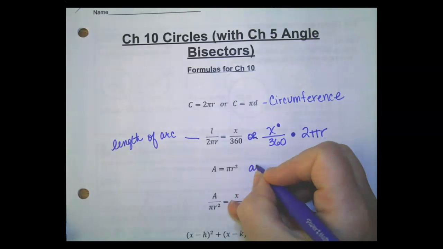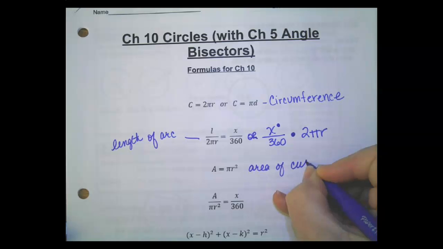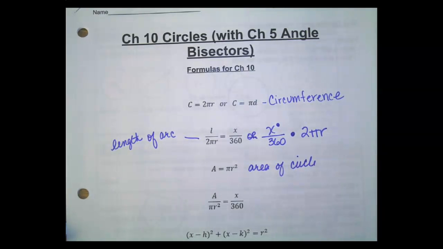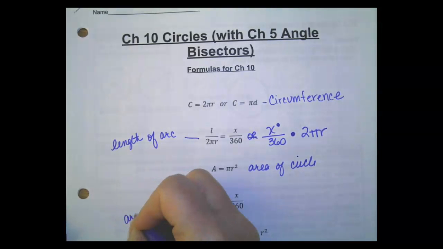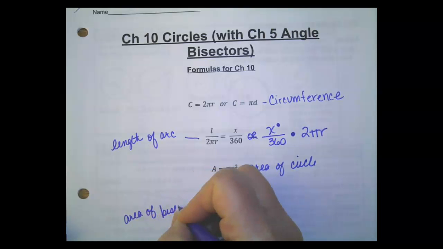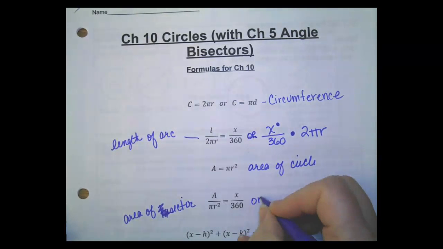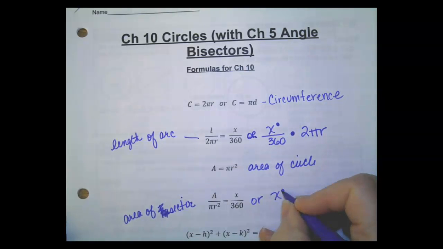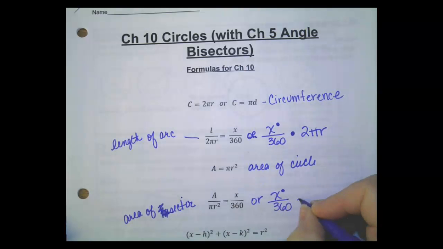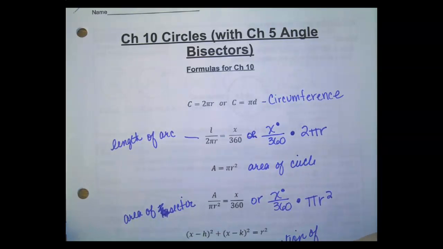This one is area of a circle. This one is the area of a sector. I just lied to you. It's sector. That one, again, I don't like this one so much. I prefer the degrees divided by 360 times, since it's area, pi r squared. And this last one is actually the equation of a circle in standard form.